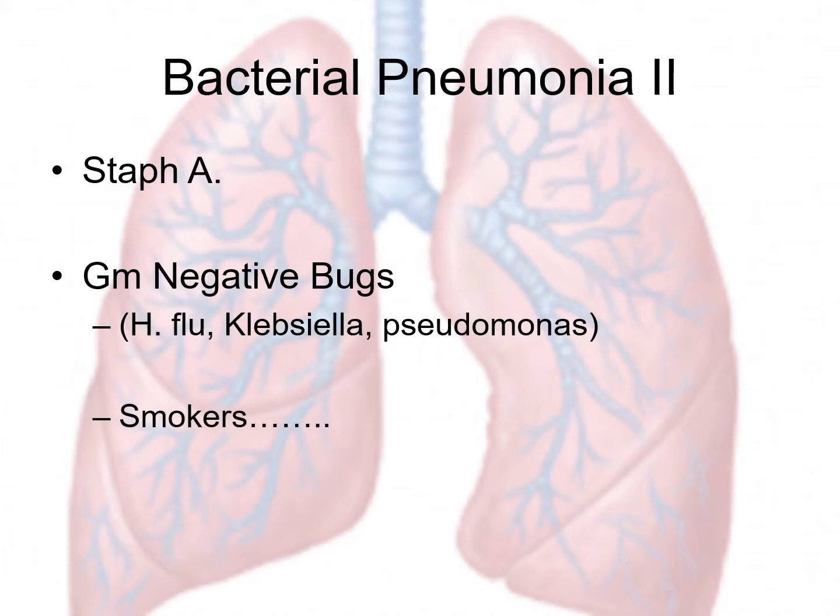Staph aureus would be an unusual cause of bacterial pneumonia. Usually the patient can fight this off on their own, so it usually only occurs in patients that are immunosuppressed. Gram-negative bugs are a lot harder to treat, obviously, so gram-negatives are a bit more of a challenge. Smokers tend to have more gram-negative bugs, and you would require an antibiotic that had good coverage for gram-negatives.